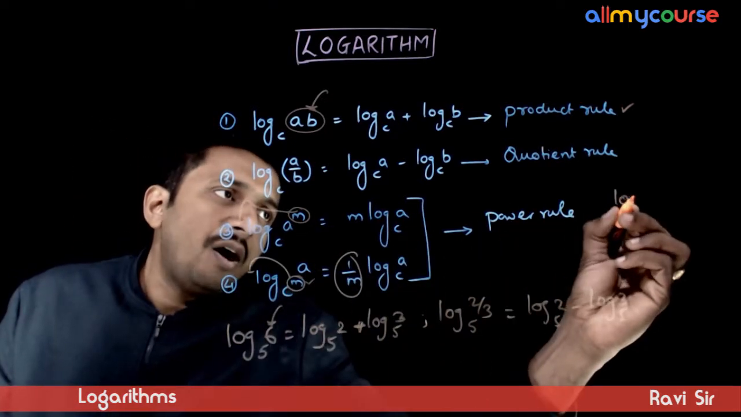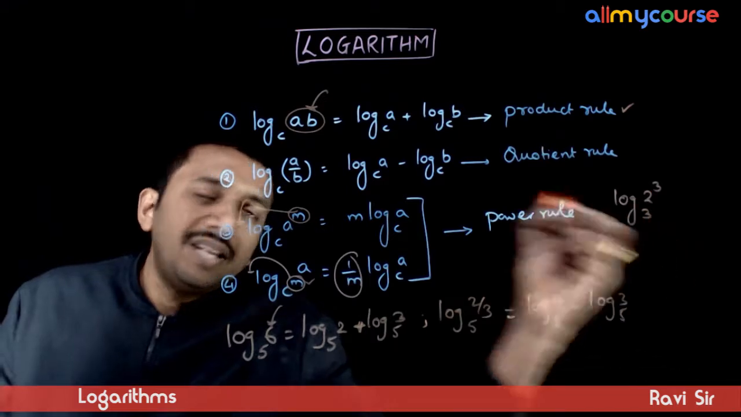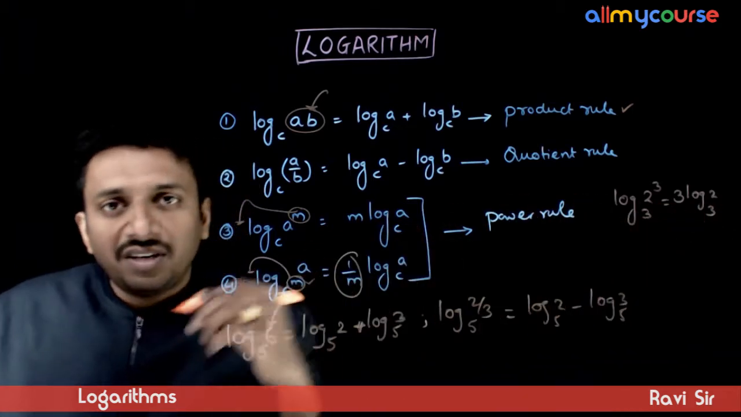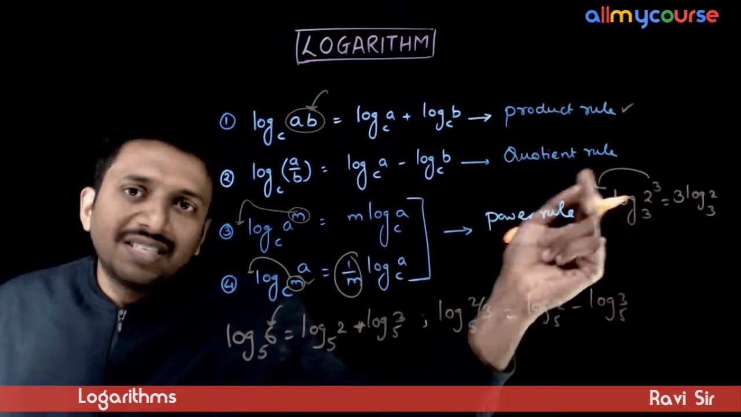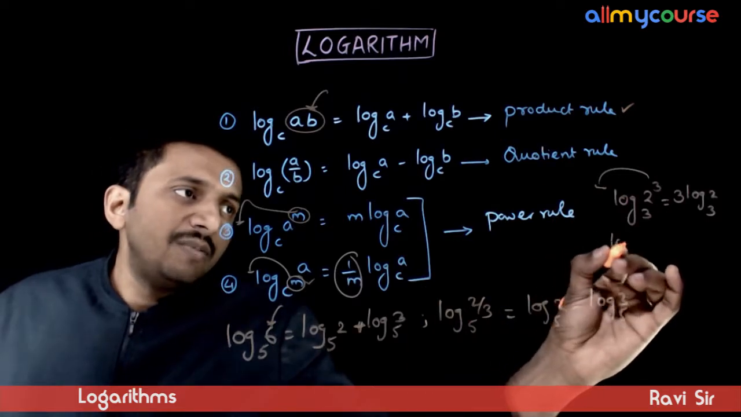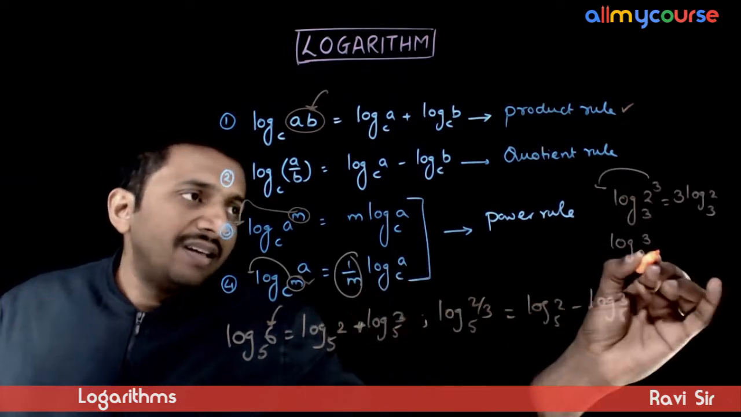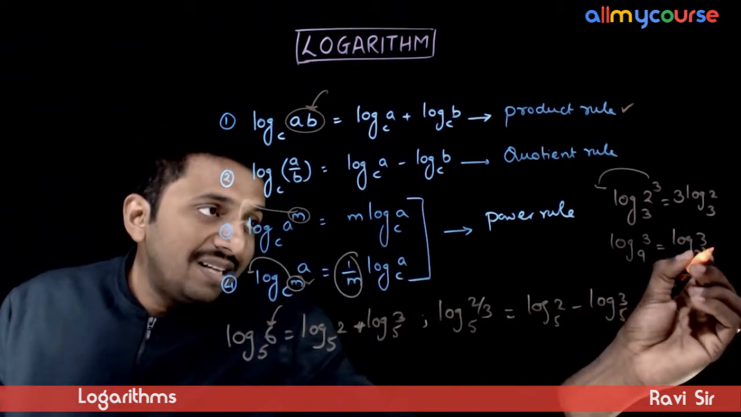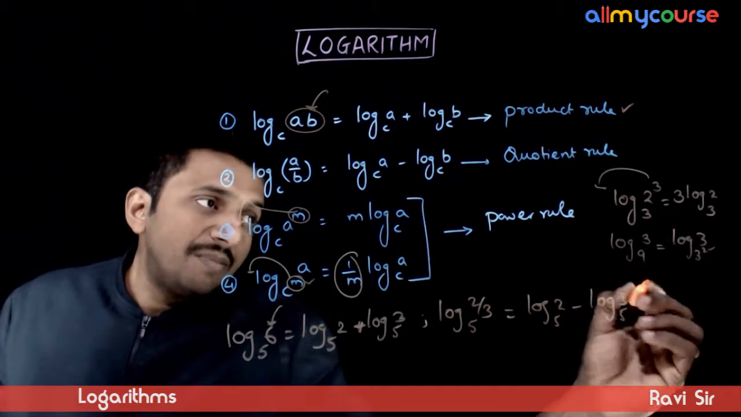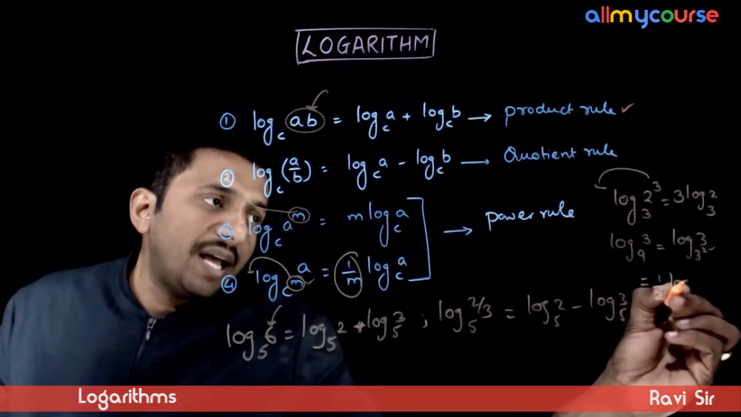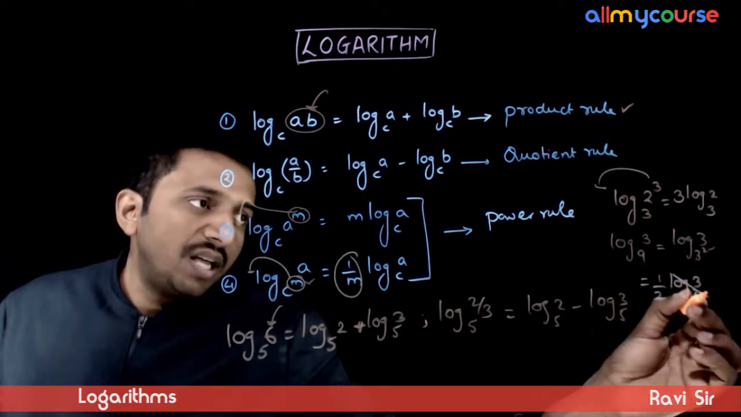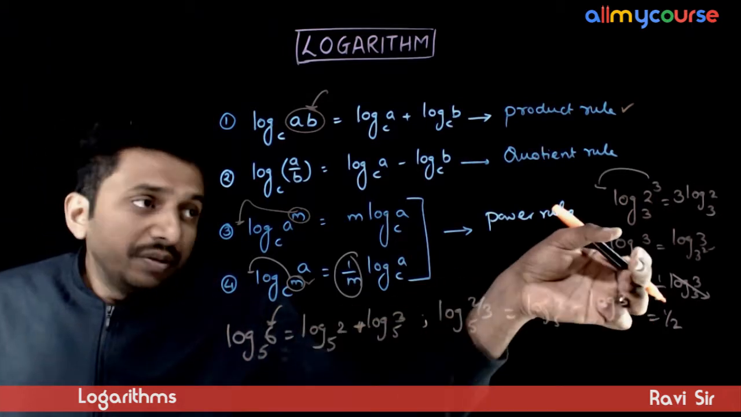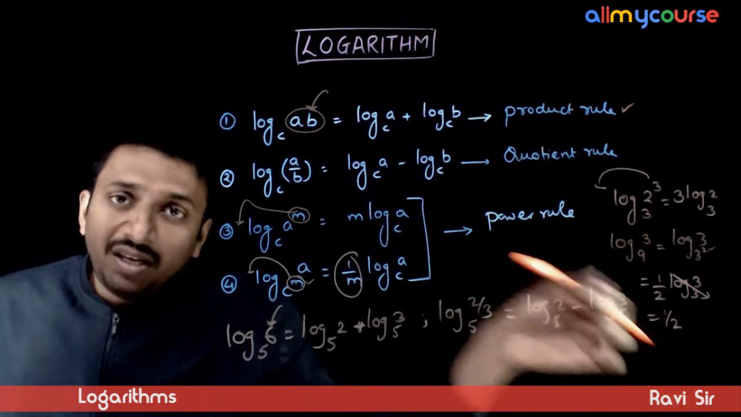For example, log 2 cubed to the base 3 can be written as 3 times log 2 to the base 3. So this power of 2 will just come out, giving 3 times log 2 to the base 3. Similarly, if you have log 3 to the base 9, this can be written as log 3 to the base 3 square. So here the power is on the base, so it comes out as the reciprocal, 1 by 2 times log 3 to the base 3, which is equal to 1 by 2. So log 3 to the base 9 will be equal to 1 by 2.